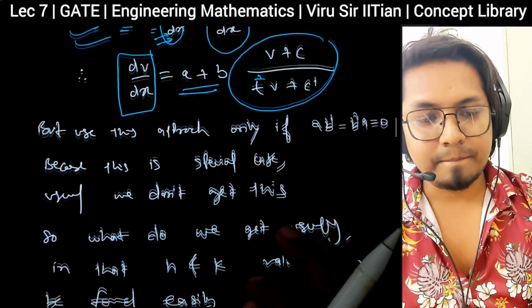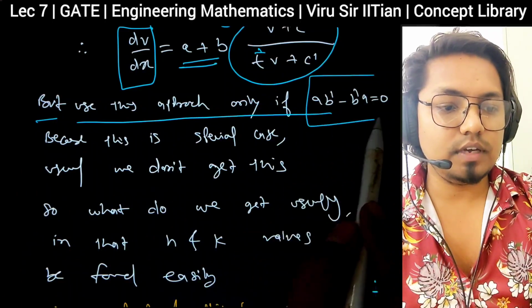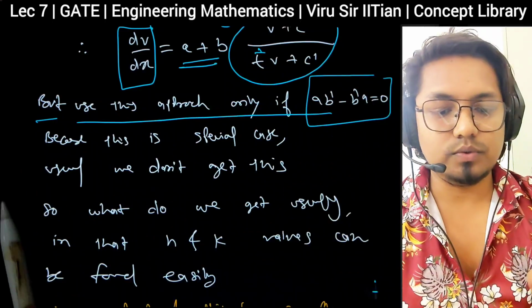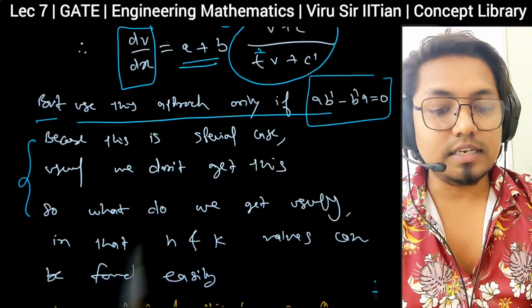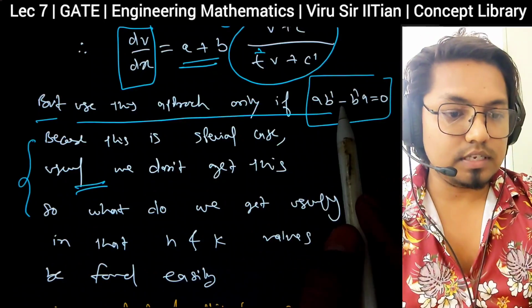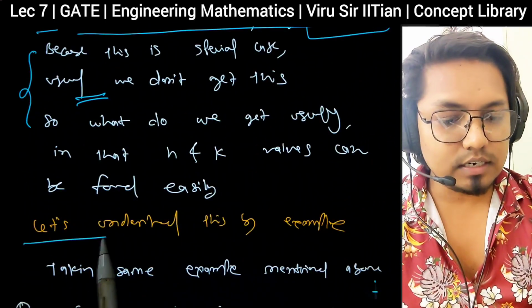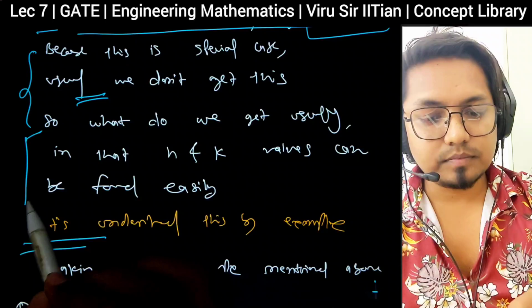Okay, done. Now, use this approach only if a b prime plus b prime a is equal to 0, because this is a special case, useful only if this term is 0. Okay, and then you find out. Let's understand this in one example.